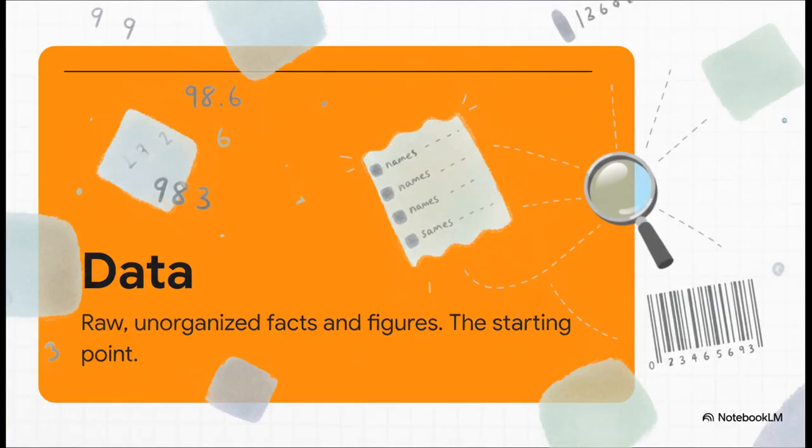All right, first up, let's talk about data. The easiest way to think about it is as raw, unorganized ingredients. It's just a collection of facts and figures and symbols with zero context. That 98.6 we just saw, that's pure data. A random list of names like John and Sarah. Data. All those barcode numbers getting scanned at the grocery store? Yep, that's data too. It's the starting point for everything, but by itself, not very helpful.